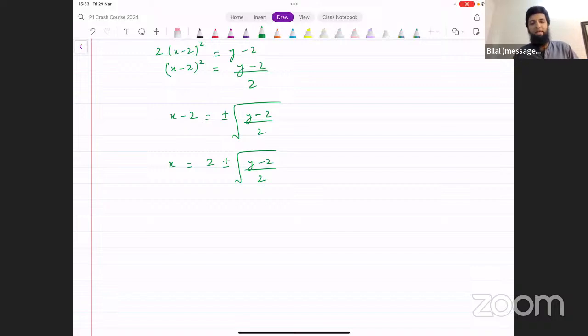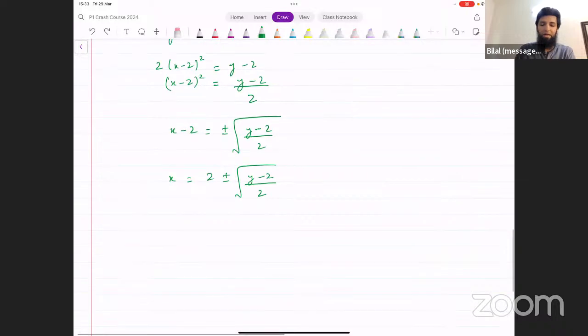Now, once you have made x the subject, before you do anything else, you have to decide whether to use plus here or minus here. It has to be only one of the two, otherwise it would not be a function and not acceptable. So should we use plus here or minus here? How do we decide that?